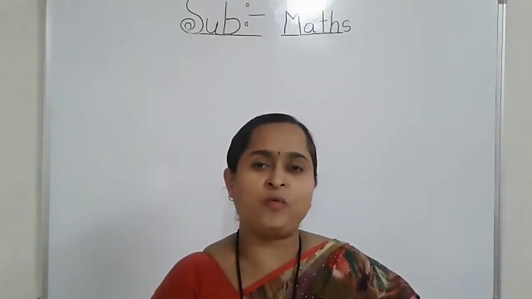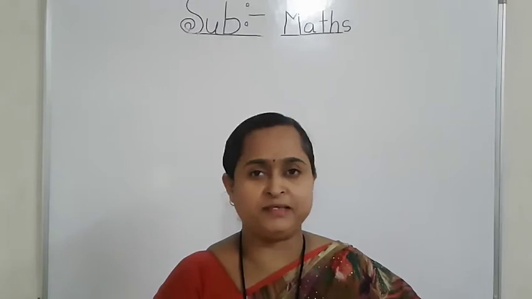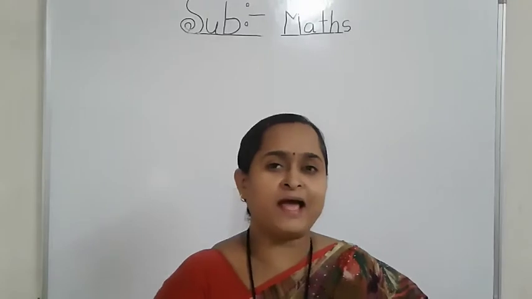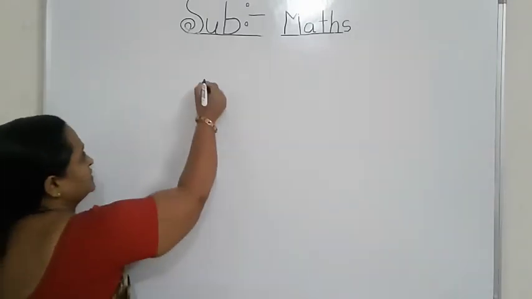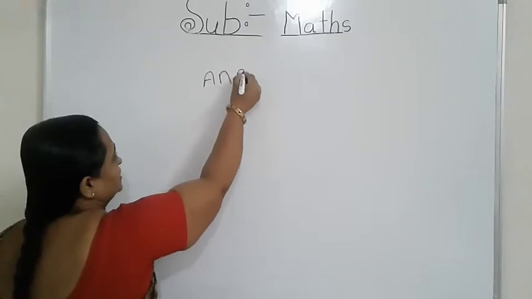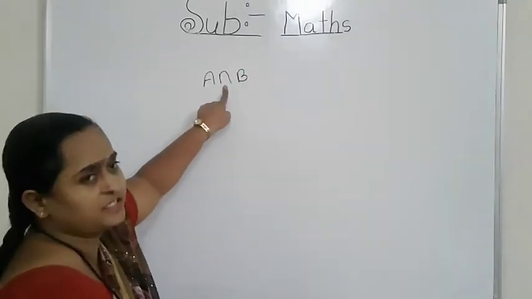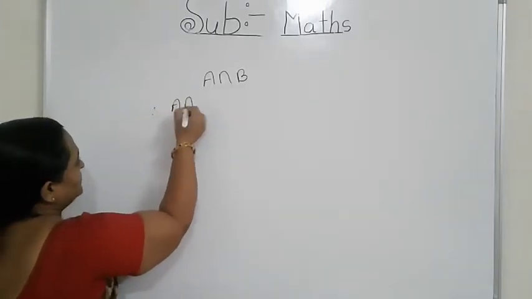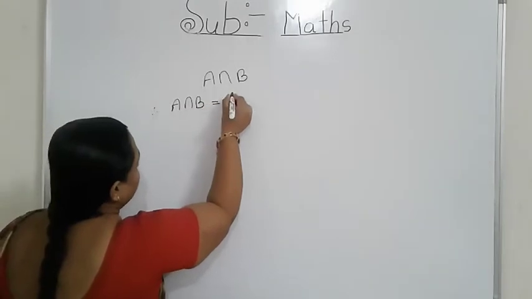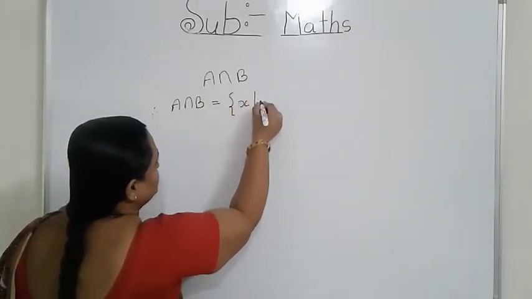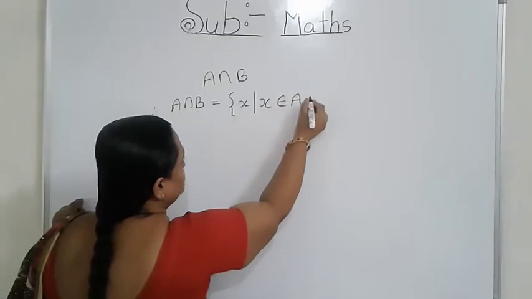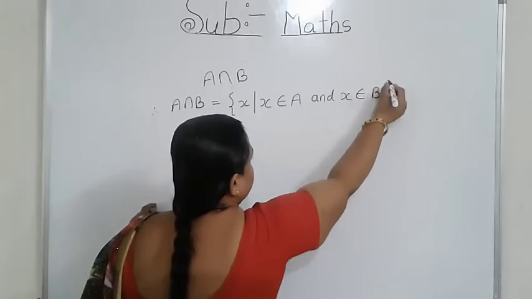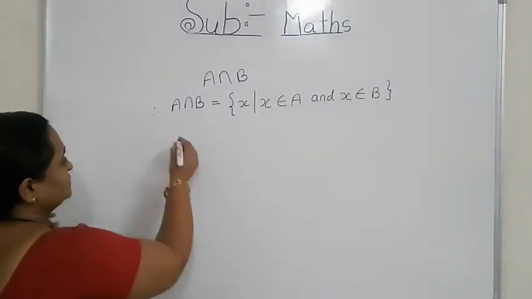Then the set of all common elements of set A and set B is called the intersection of set A and set B. It is denoted as, now see one symbol is there for denoting this, A intersection B. This is the symbol of intersection. Therefore, A intersection B is the set of all x such that x belongs to A and x belongs to B.